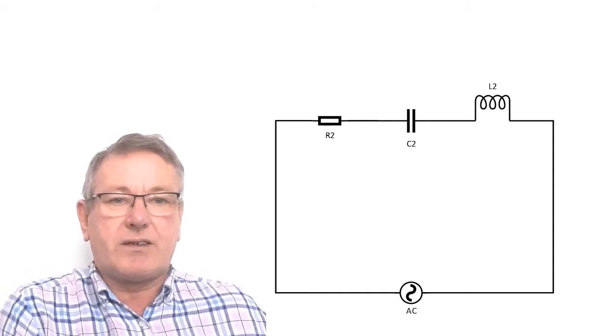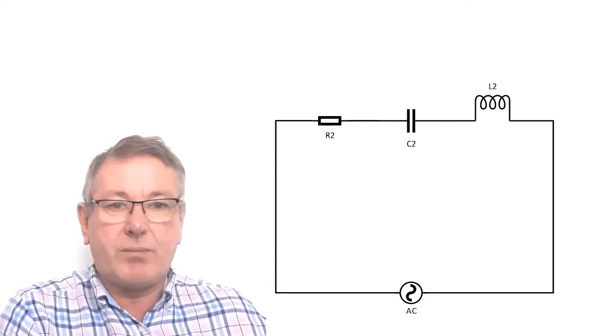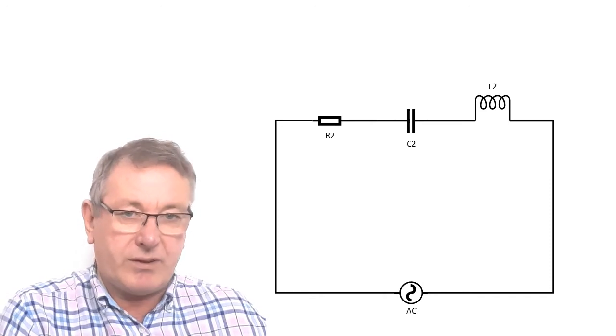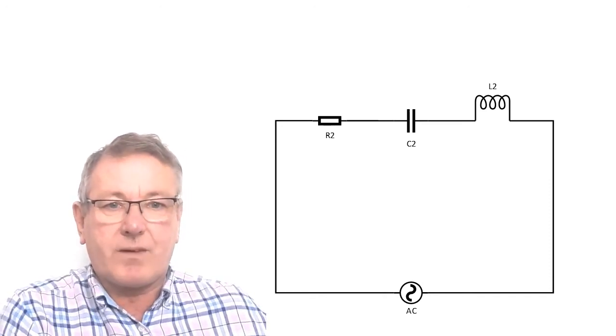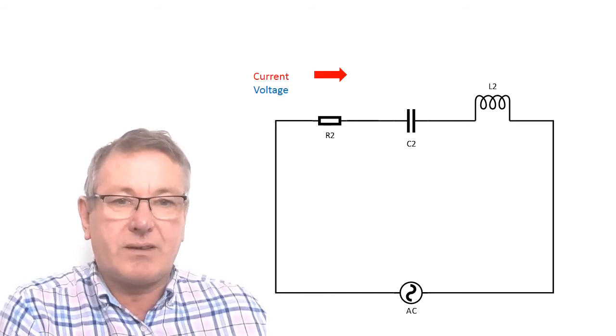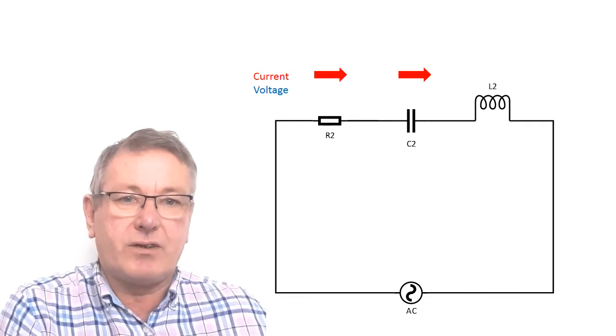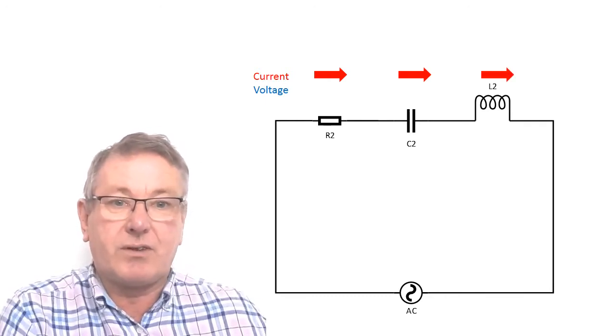So if we have a look at this circuit, we can see that it's a series circuit. So the current is going to flow in one big block through all the components and back to the source. If we put the current in, the current is going to go through the resistor, through the capacitor, and through the inductor. And those three currents are the same current, so they're going to be in phase.